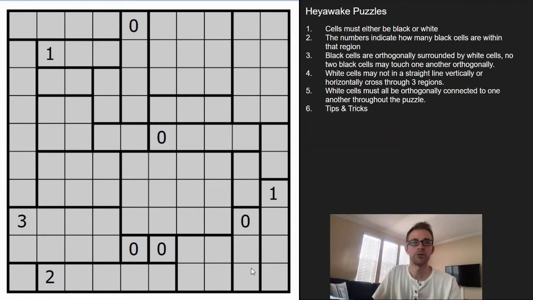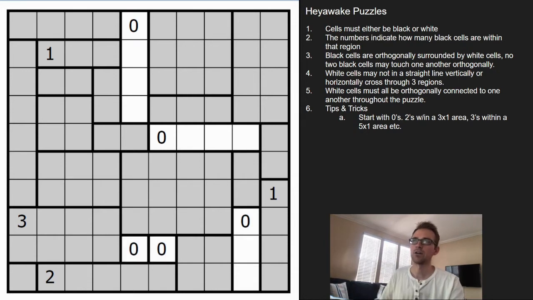So what I'm going to go ahead and do is try to solve one of these for you and share some common tips and tricks, so hopefully it'll make it easier for you to solve them on your own in the future. So the grid size can be of any dimensions, but in this example we have a 10 by 10. And the best place to start, of course, is going to be with the clues that I would consider freebies. So any zeros or any twos within a 3 by 1 area, threes in a 5 by 1 area, or a 1 all by itself, those we know are going to automatically be white cells. So we can highlight all of those.